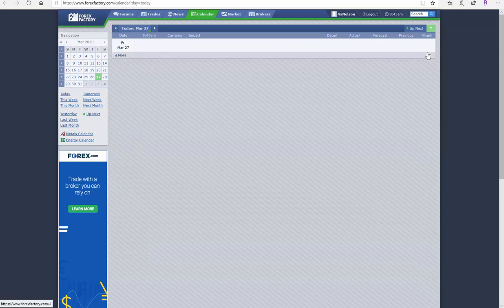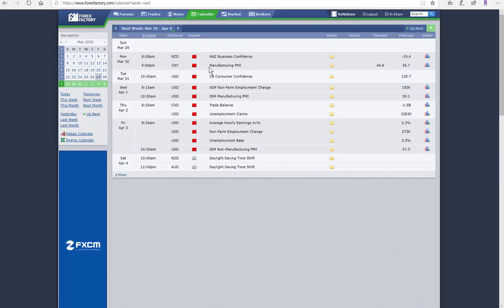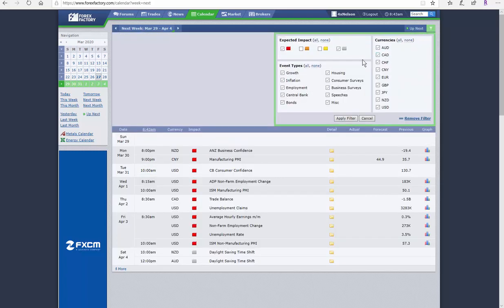Now, a little tip that I will give you. Let's go for this week, next week. Here we go, next week. The only things that I want to see, and this is a very good tip for you, is high impact news. To do so, you click on this little icon here and uncheck medium impact and low impact.